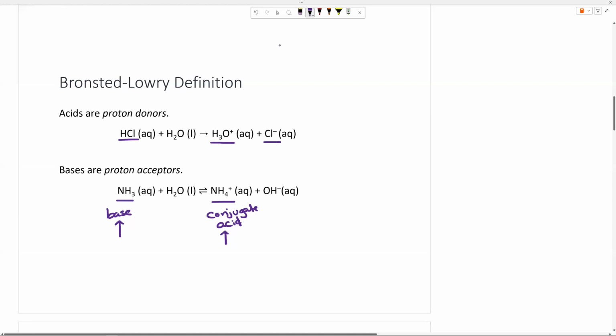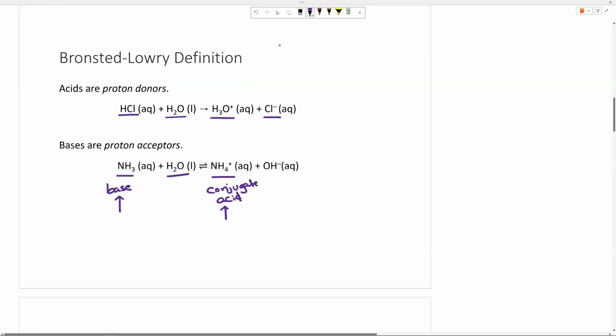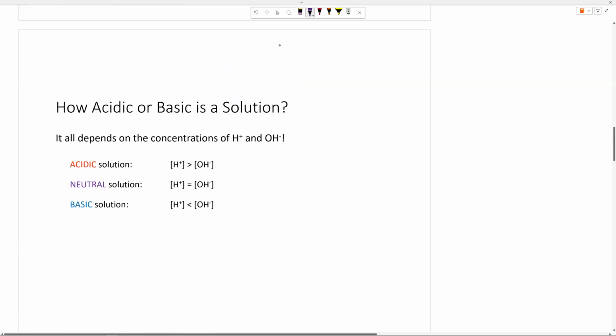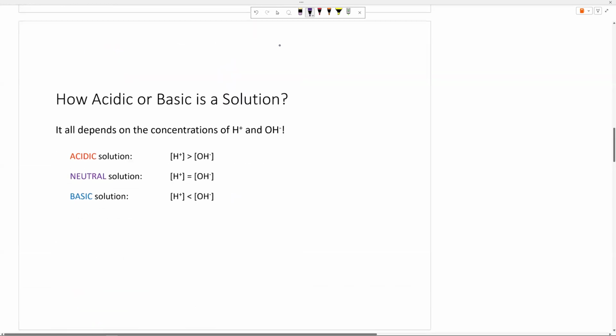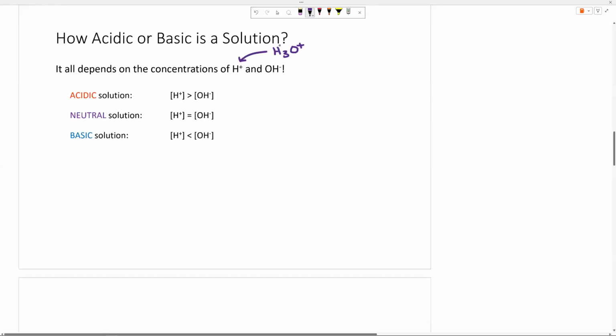When you look here, water up here is accepting a proton. It's acting as a base. Water here is donating a proton. So water can be an acid or a base. When we talk about how acidic or basic a solution is, we're really comparing those concentrations of H+ and hydroxide. When we write H+, it's shorthand. What really exists is that hydronium ion. We see that if we've got more H+ than hydroxide, it's acidic, less H+, it's basic, neutral has equal amounts.